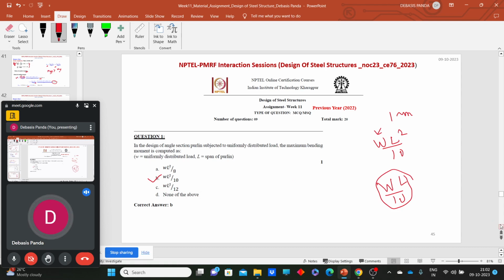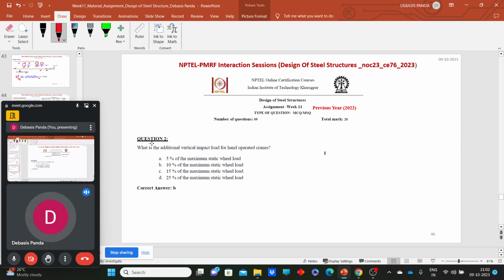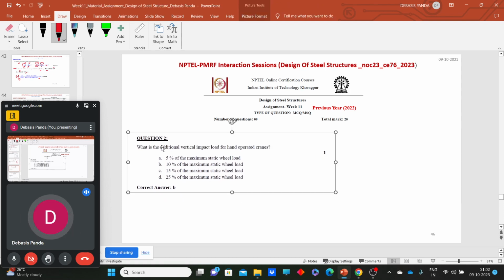Now let's go to the second question. What is the additional vertical impact load for hand operating cranes? Okay, so we haven't gone through that, but still, for the purpose of solving the question, the 10% of the maximum static wheel load is considered for hand operation cranes. So option B will be the correct answer.